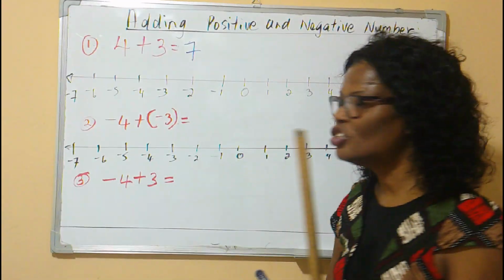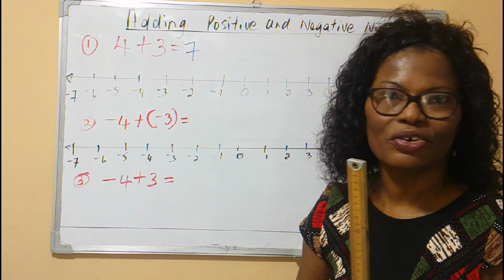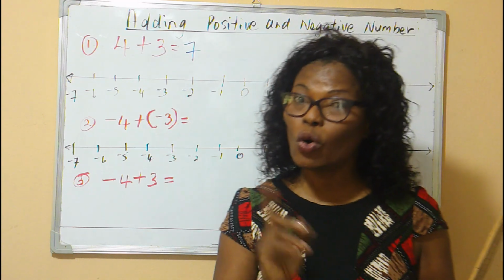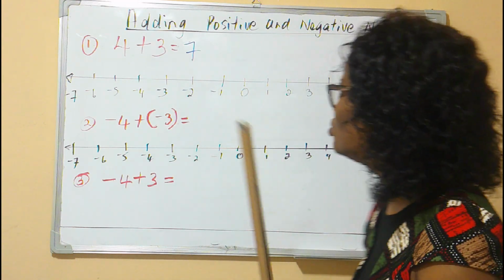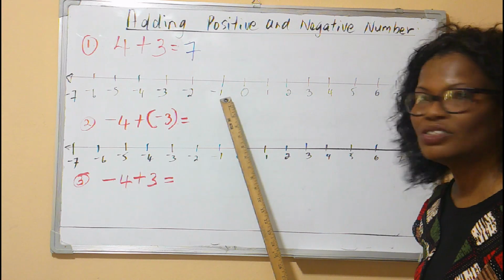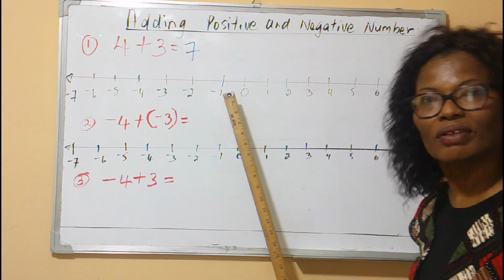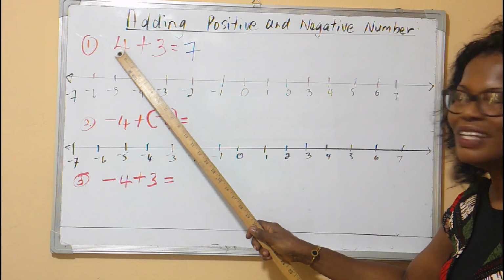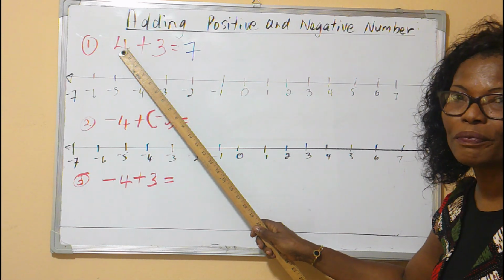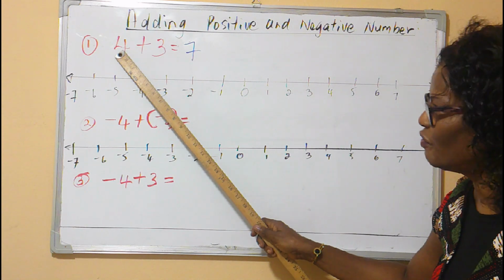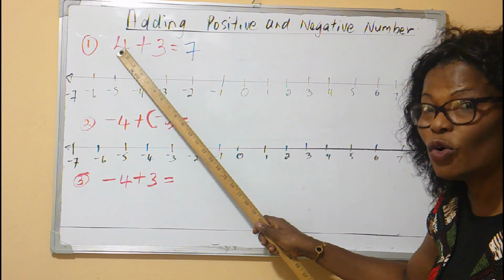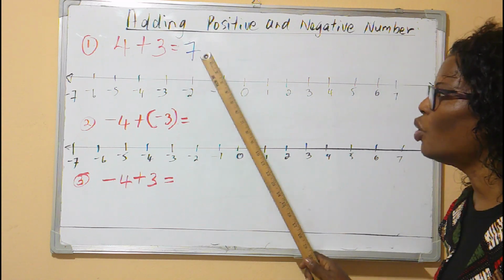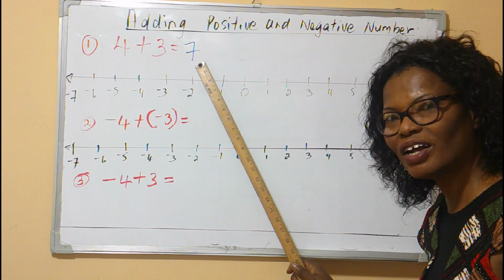But I'm going to show you 2 ways we can get that answer. We can use the principle of have and owe. We can also use a number line to help us to arrive at the solution. So this 4, is it a negative 4 or a positive 4? It's a positive 4, meaning that you have 4 and you have three, so in all you have $7.